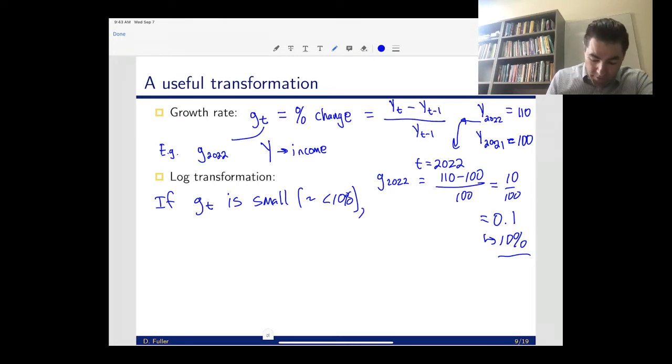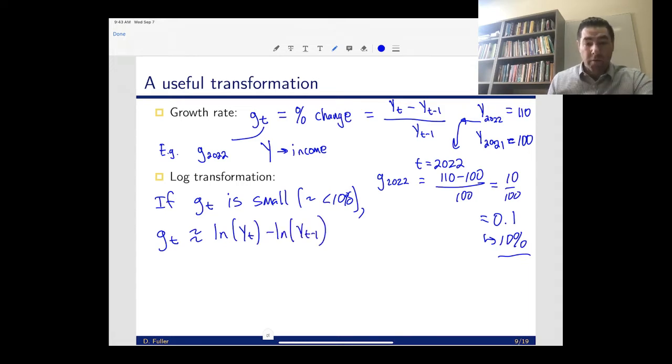If gt is small, then the growth rate is approximately equal to the difference in the natural log of a variable. So the natural log, we call ln. It's the inverse of the exponential function, or e to the power x. So we'll do some examples here where we can see this in action. That's a really nice feature, and let me show you why.